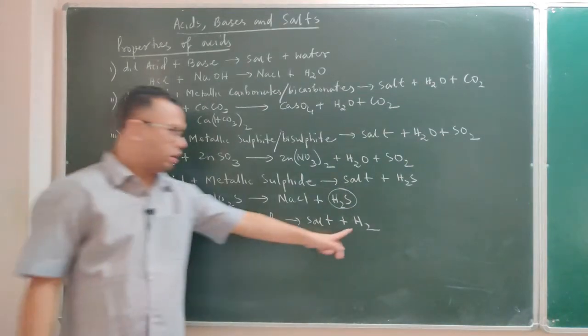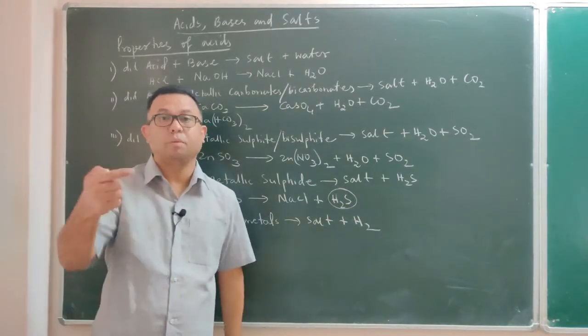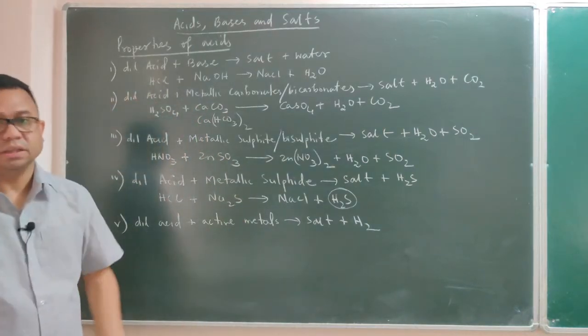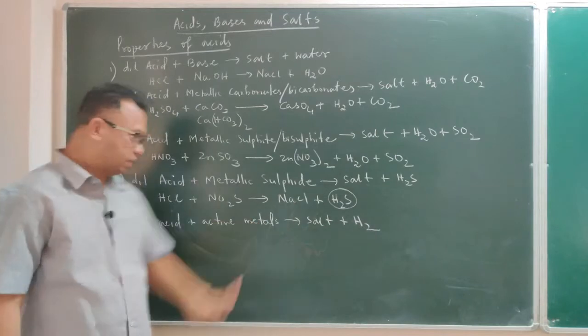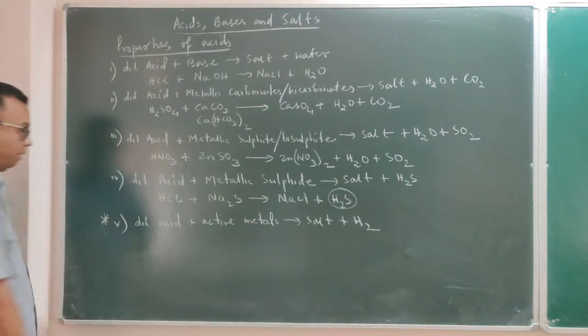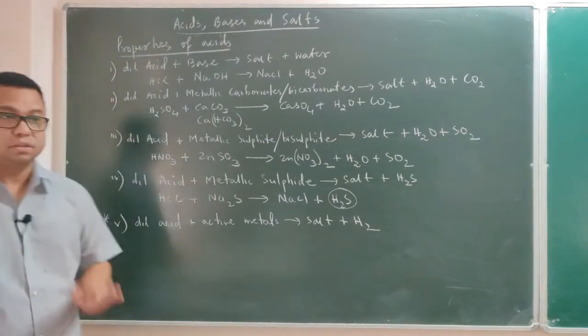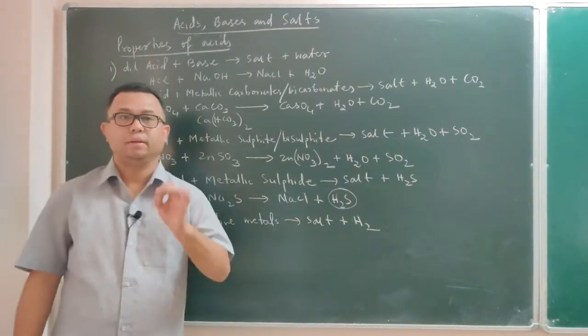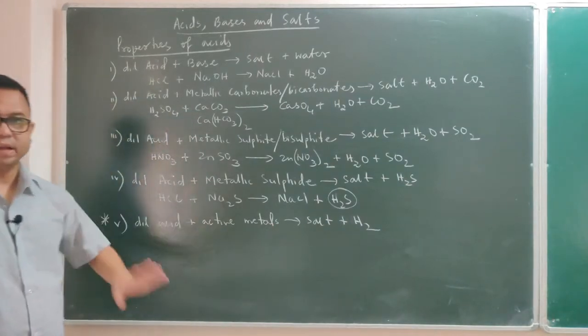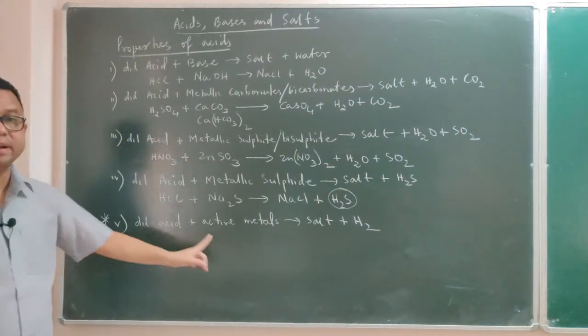So hydrogen gas, you know how it is tested. Hydrogen gas is tested by the pop sound with a glowing splinter. When you put it into an environment where hydrogen is there, it gives you a pop sound. Hydrogen is tested that way. Now the fifth property is the only property which is not followed by nitric acid. Hydrochloric acid and all other acids will show it, but except nitric acid.